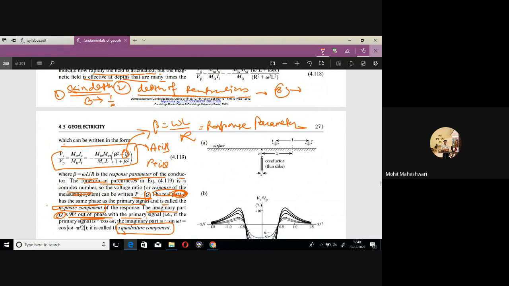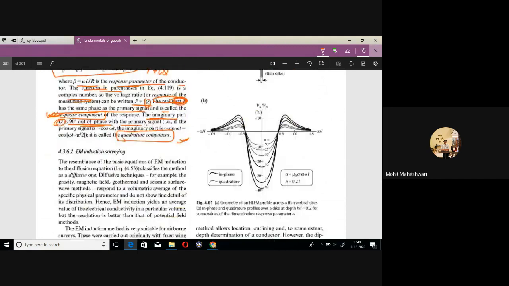So there are two components. One is the in phase component, another one is the quadrature component. In phase component means the phase difference is zero, the same phase as the primary signal. Quadrature component means out of phase, that is a 90-degree phase between the primary and the receiver signal.